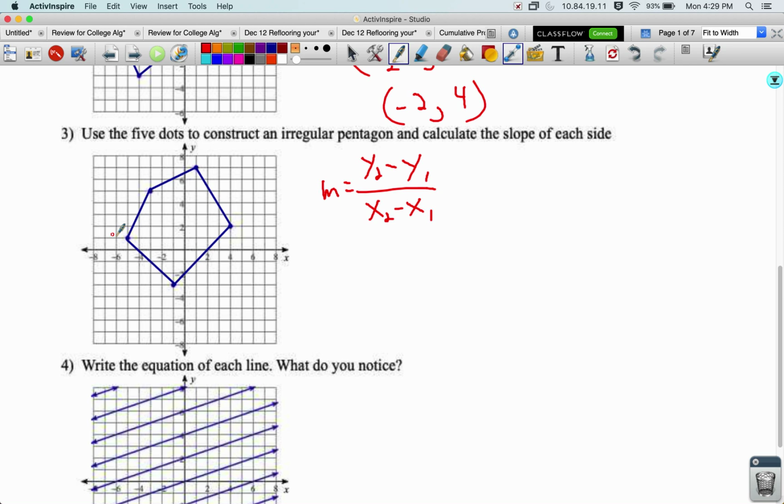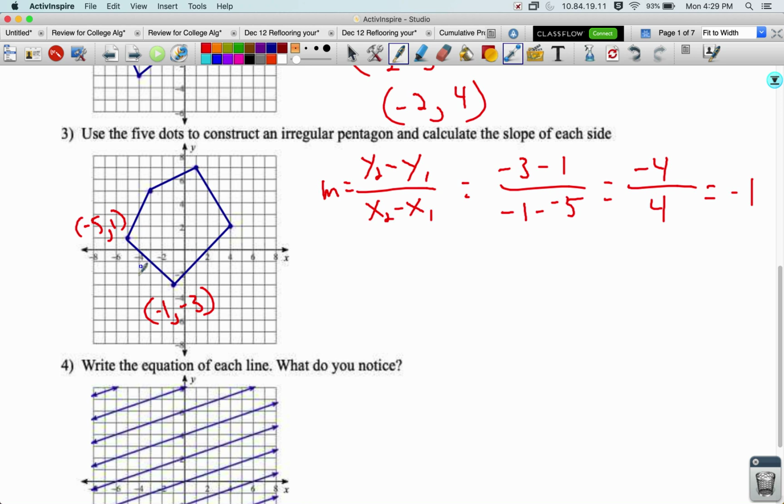I'll find the slope between this point here, that's -5, 1, and this point down here, that's -1, -3. Plug in our points, we get -3 minus 1 over -1 minus a -5. So -4 over, that becomes a +5, so +4. Which equals -1. So the slope in this segment here is -1. And that looks about right. We're going down 1 over 1, down 1 over 1, down 1 over 1, down 1 over 1 consistently.